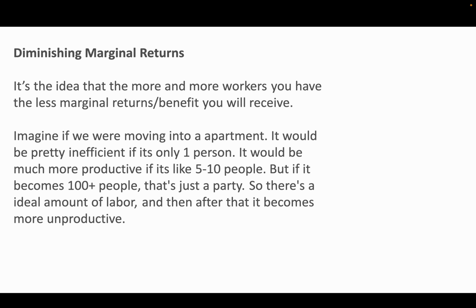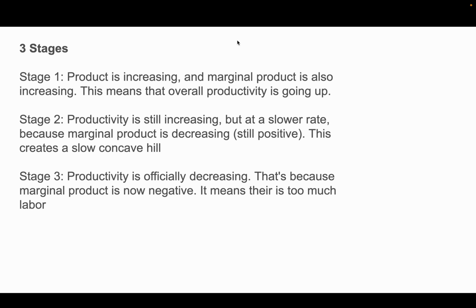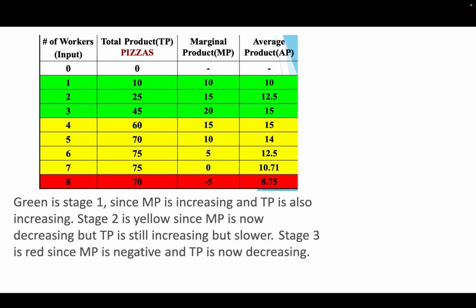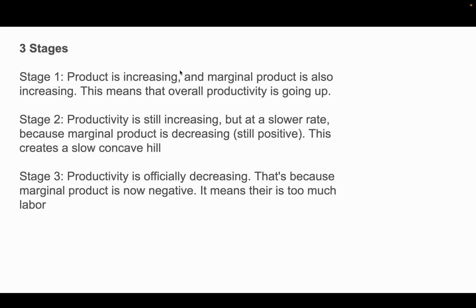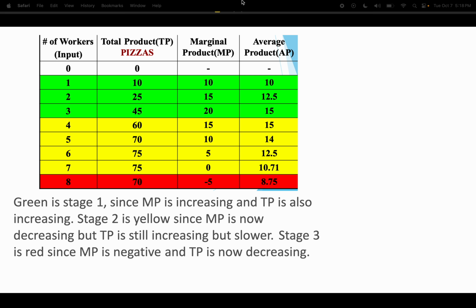So that's everything dealing with the production function. You have to understand why it is this hill shape. And then you have to understand what stage we are specifically in. And you have to determine how we can calculate that based on the graph and on the chart. If you get those, you basically understand the production function.